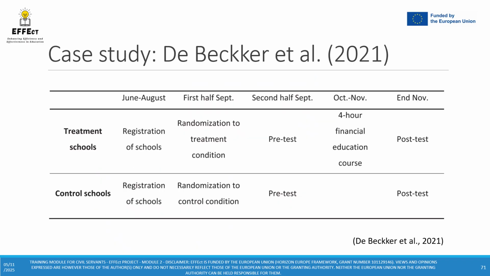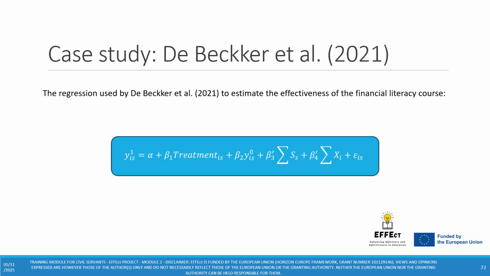This slide shows the timeline of the study conducted by Professor De Becker and his colleagues. This timeline is also a great illustration of the different pathways followed by the treatment and the control group. Whereas the treatment group followed a 4-hour course on financial education, the control group did not. Professor De Becker and his colleagues then used this regression to estimate the effectiveness of the financial literacy course.